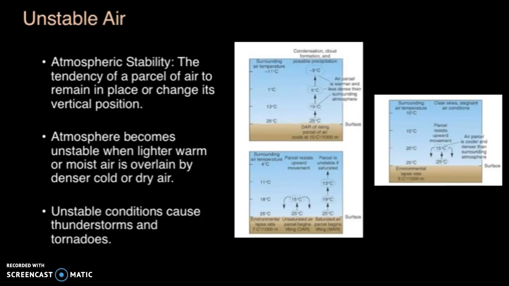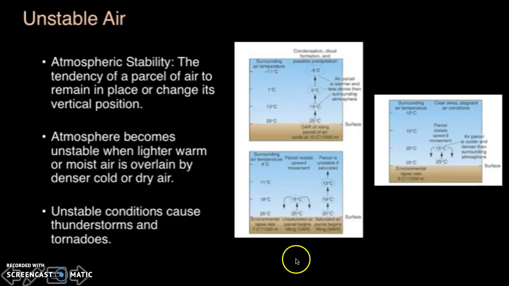And then as they rise, they reach air that is similar in temperature and density as the specific air parcel. Okay? So again, it becomes unstable when lighter or moist air is overlain by denser cold or dry air. Because of the difference in temperature and in moisture, the warmer air parcels flow upwards and upwards until they basically become just as dry and as cold as the overlying air parcels on top.